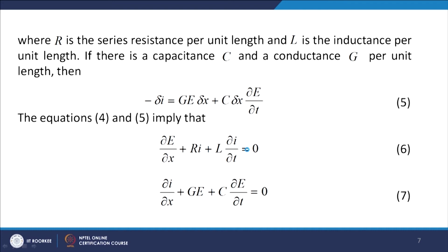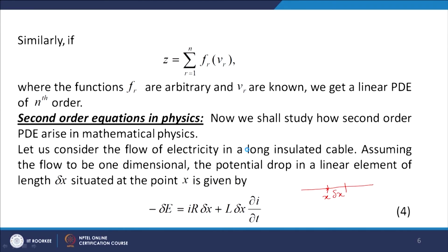Now, from the equations 4 and 5, okay, we have the partial derivative of E with respect to x plus R I plus L times partial derivative of I with respect to t equal to 0, and partial derivative of I with respect to x plus G E plus C times partial derivative of E with respect to t equal to 0. We can easily get these equations by dividing the fourth equation by delta x and letting delta t go to 0.